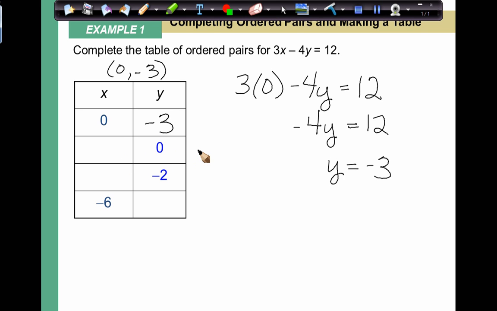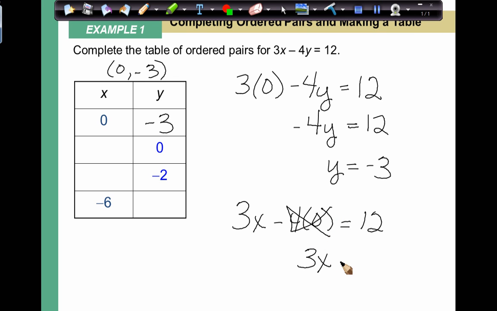Let's go ahead and plug in 0 for y and see what we get. 3x minus 4 times 0 equals 12. So this part is 0, so it goes away. So 3x equals 12. Divide both sides by 3. X equals 4. So we know 4 goes right here. And so now we have the point 4, 0 as an ordered pair. It's a point on our graph. Okay, great. And these 2 points are actually special points.